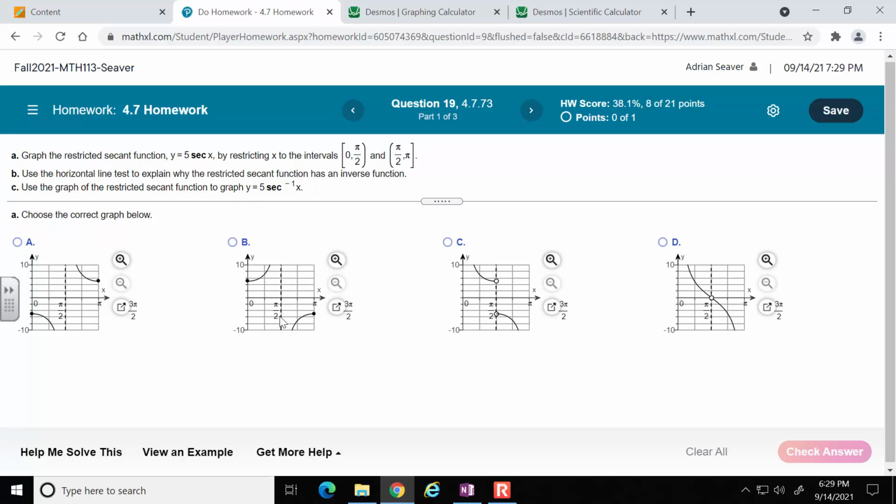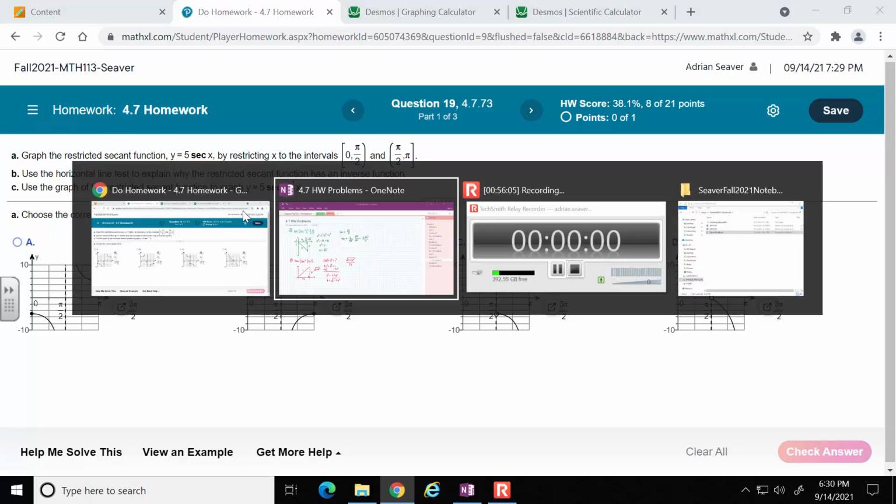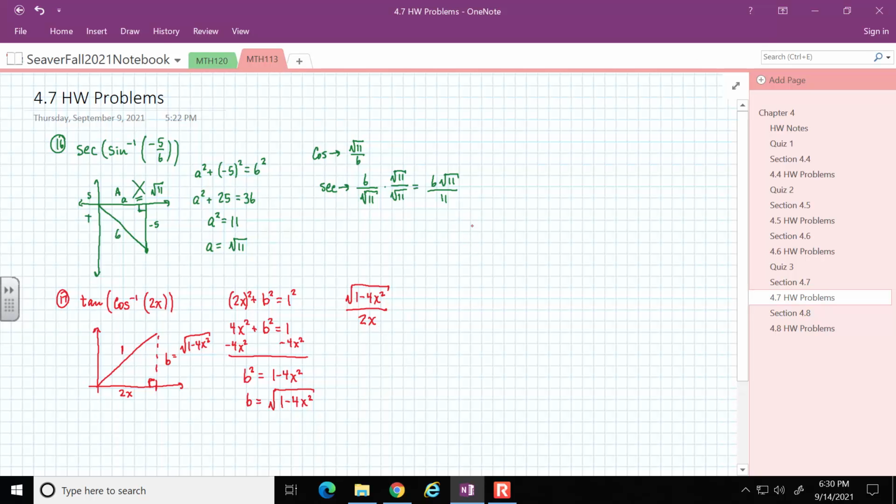All right, graph the restricted secant function, 5 secant x. So between 0 and pi halves to pi. Well, that's okay. If I think about that, 5 secant of x, so that's kind of, if you remember how secant works, it was the flip of cosine. So let's think about what 5 cosine of x would look like. Between 0 and pi.